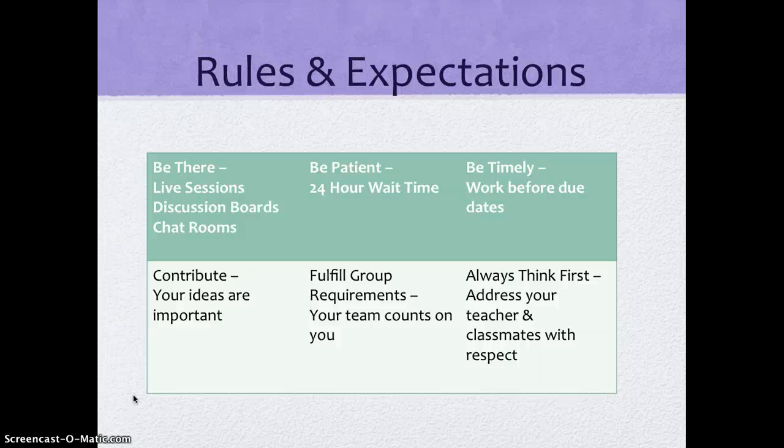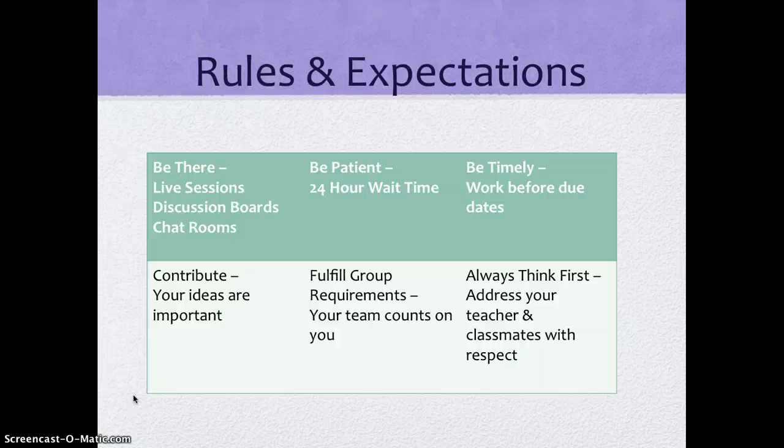Contribute your ideas. They're important. I want you to put them out there. Don't be afraid to share what you know. Fulfill your group requirements. Your team is counting on you. And whenever we do have our group work, it's very important that you fulfill the roles that you're given.